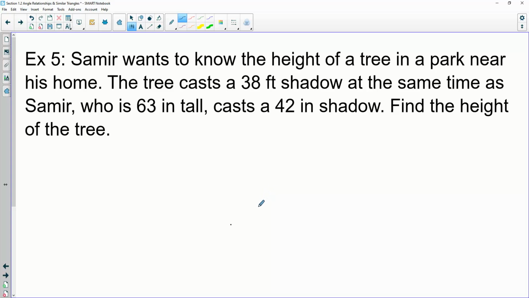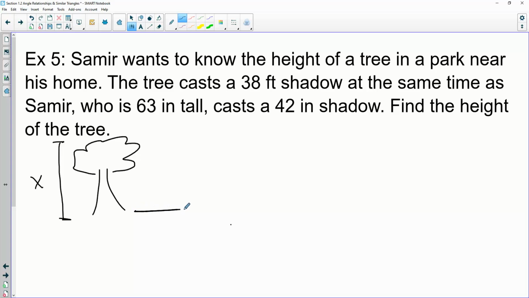Samir wants to know the height of a tree in a park near his home. The tree casts a shadow of 38 feet at the same time as Samir, who is 63 inches tall, casts a 42-inch shadow. Find the height of the tree. So, I have my tree, and I'm quite the artist. My tree, I'm trying to find out how tall it is. So that's like my x. Where does your shadow go? When you're standing, your shadow is on the ground. Okay, so we know the shadow is 38.